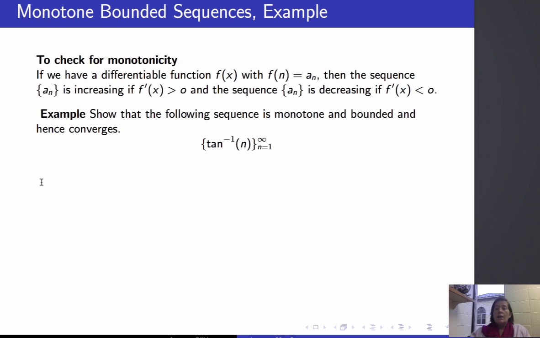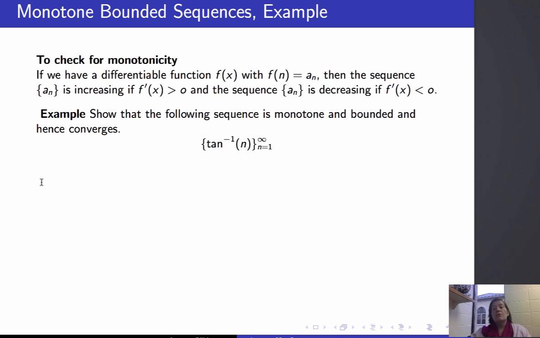Well, one way is if we could use our trick of replacing the n by an x to get a function of x, and if that function was differentiable and had a derivative which is either always positive or always negative for x bigger than 1, then that would tell us that our sequence was either increasing or decreasing for n greater than 1. There are also other ways, but of course they're going to depend on the formula for a_n. Well, here's an example where that trick actually does work.